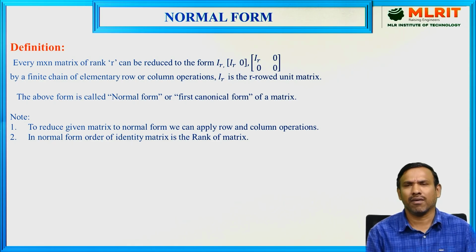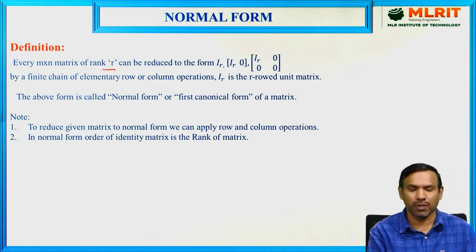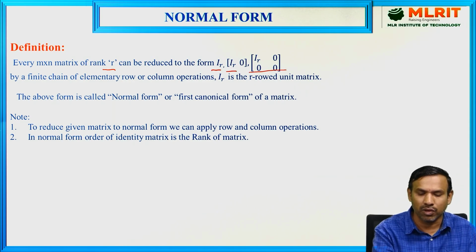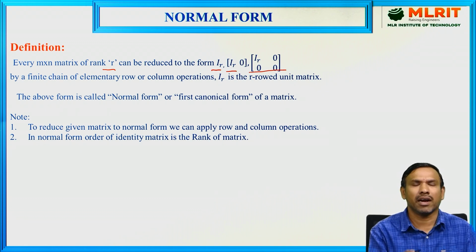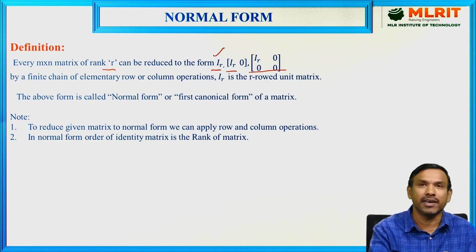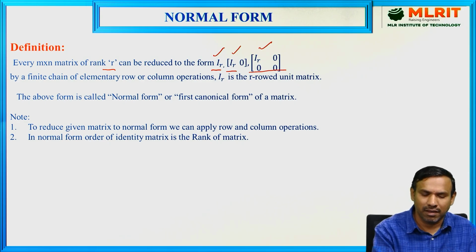Generally, for every non-zero matrix, there is some rank, and it is unique. If the rank is R, the matrix can be represented in the form I_R, the identity matrix of order R, or [I_R 0], or [I_R 0; 0 0]. These three forms are called normal forms. By applying row operations and column operations, we can reduce any matrix of rank R to this form: I_R, I_R with some extra 0 columns, or I_R with some extra 0 rows and 0 columns.